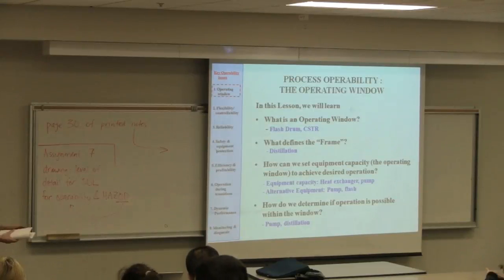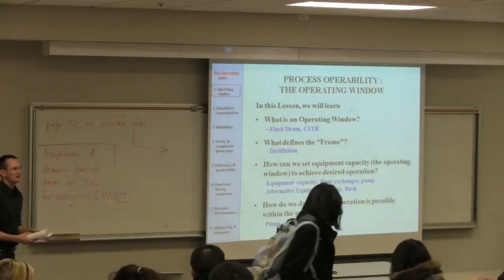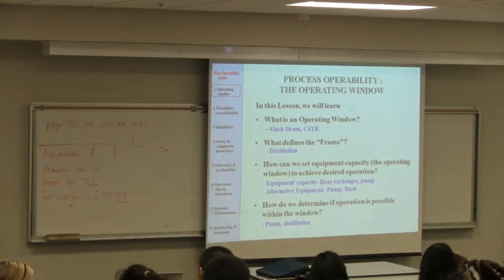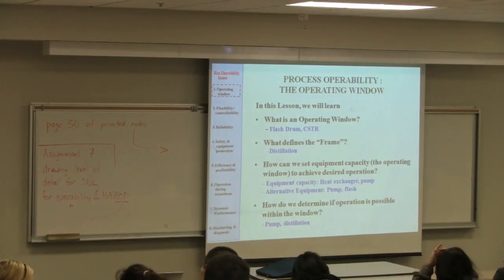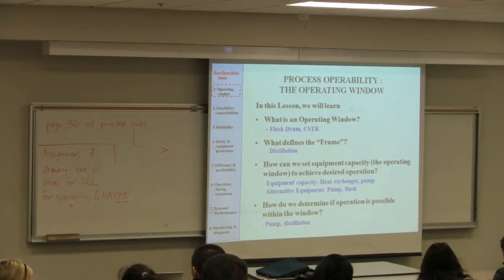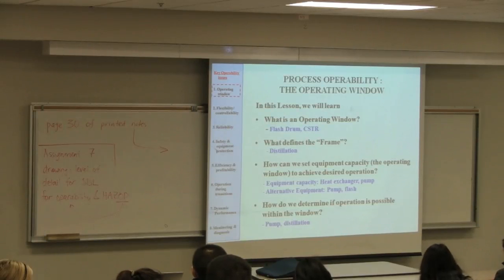So, of course, just to recap where we were last class, in operability we were looking at various sources of variation in our processes. Variations caused by operator disturbances, by changes made to the process, manual disturbances that occur, and so forth. So we went through those last class. Now we're going to look at the impact of those on our process.